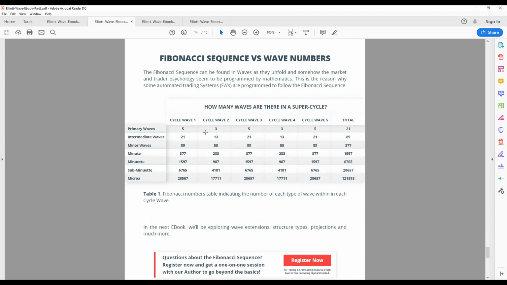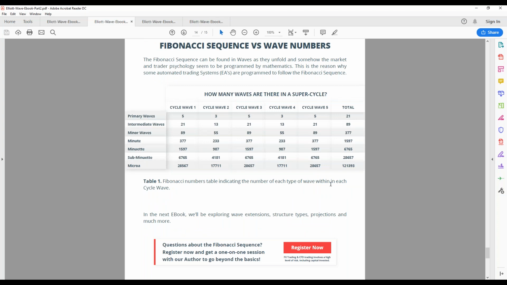And this is something else that I did here with these primary waves, by displaying the Fibonacci numbers. Thus you can see in a cycle wave 1 you have 5 waves, then 3 in wave 2, then 5 in wave 3. So you have the sequence 5, 3, 5, 3, 5, which leads towards 21, then to 89, then 377, and so on to infinity. And guess what? These are all Fibonacci numbers. It's amazing how this market works.